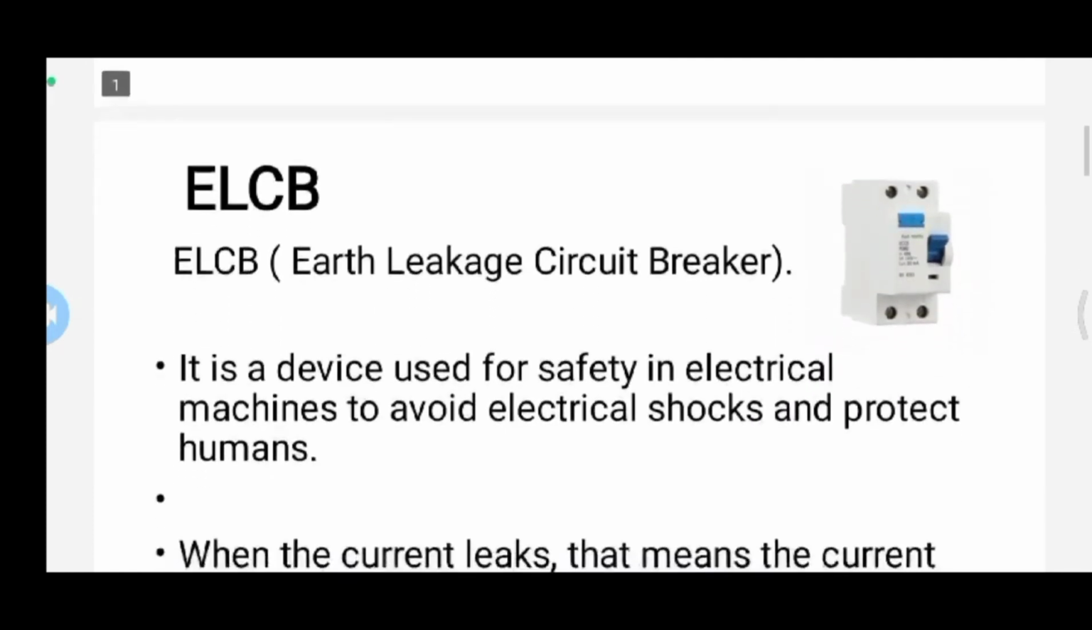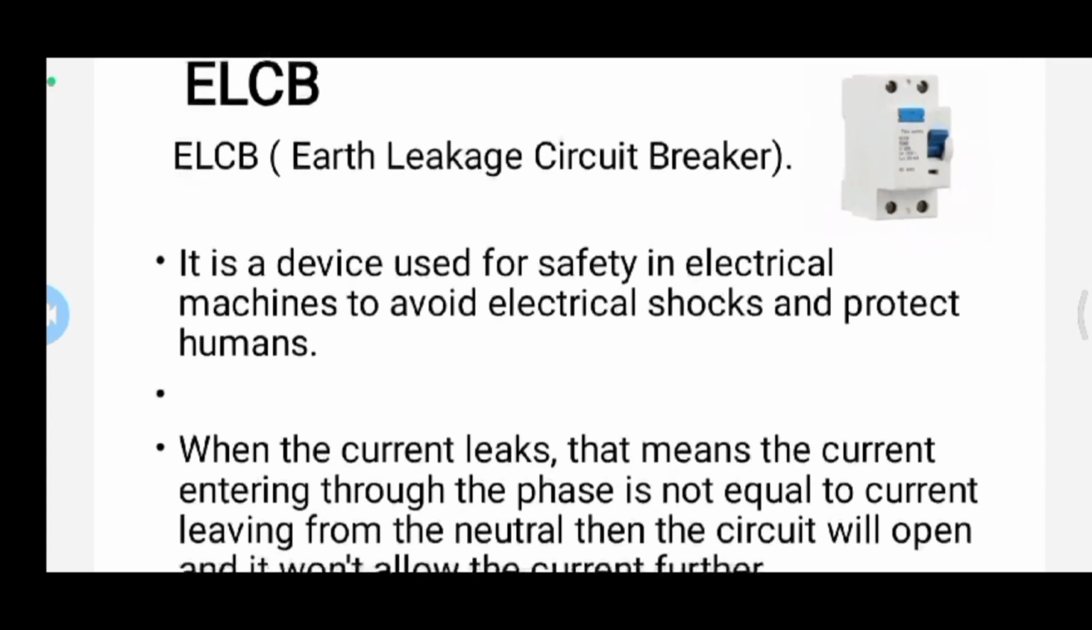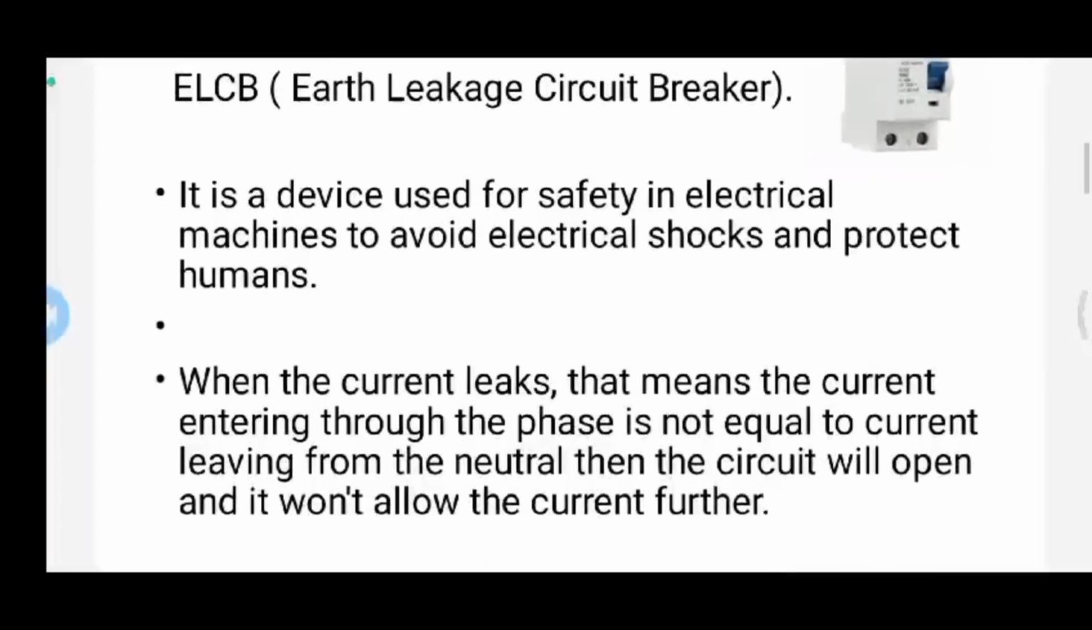The full form of the ELCB is Earth Leakage Circuit Breaker. We can see the picture of it. The definition of the ELCB is: it is a device used for safety in electrical machines to avoid electrical shocks and protect humans. If there is an overload or short circuit, the ELCB will also cut off the circuit and save the devices.